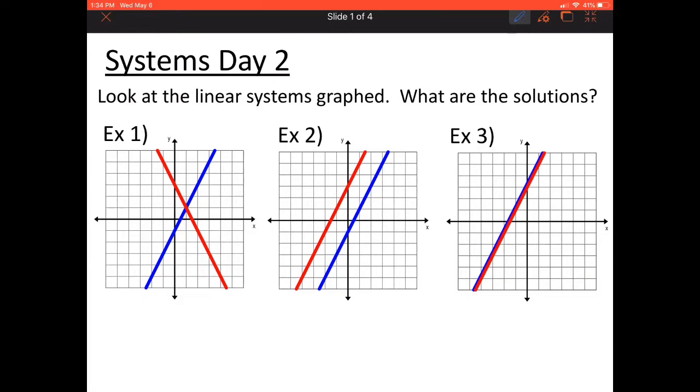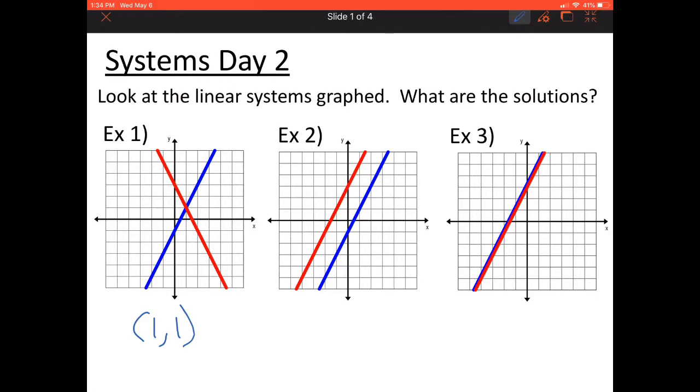So if you look at the directions, it says, look at the linear systems graphed. What are the solutions? If you remember from the last video, the solutions were the point where they intersected, or the point that made both equations true. But when you have a graph, you just look to see where they intersect. So in the first graph, I see those two lines and they intersect at the point (1, 1). So there's one solution because they intersect at one place.